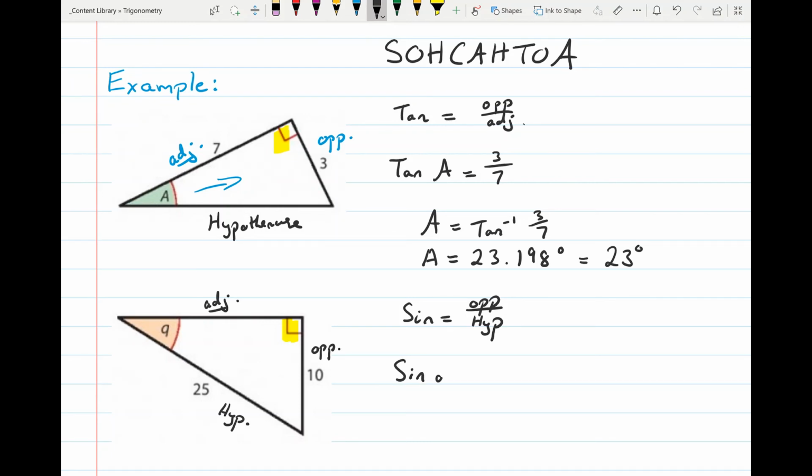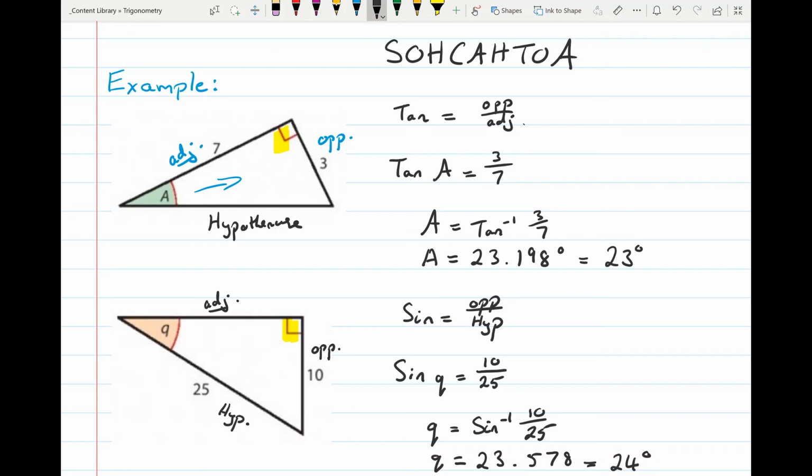Sine of Q equals the opposite side, which is 10 over 25. We don't want sine Q, we want the angle Q. So we go sine inverse 10 over 25. And Q works out to be 23.578. So let's say 24 degrees. So the two angles are actually very similar to each other.